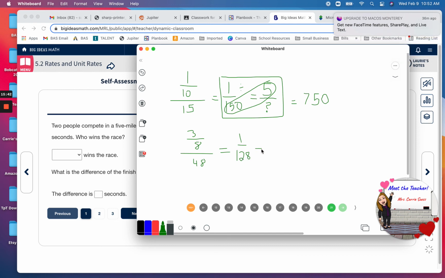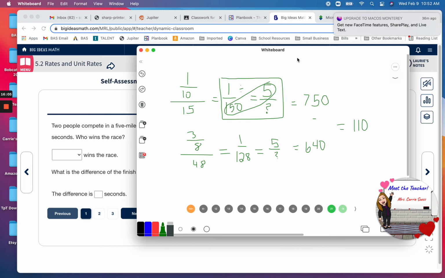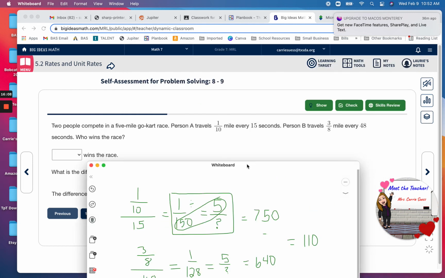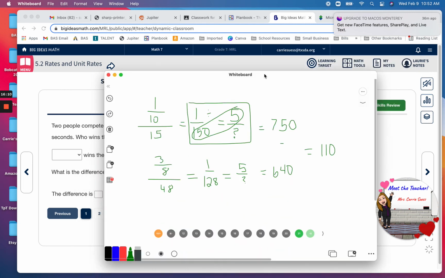Okay, so then down here we're doing the same thing. 1 over 128 equals... Okay, so now can I subtract the difference? What's 750 minus 640? 110. So the other dude ran 110 seconds faster. Okay? Does that make sense? All right.